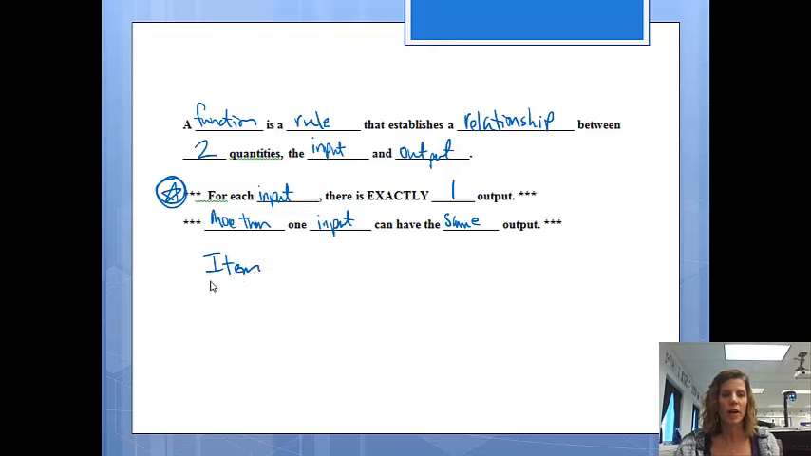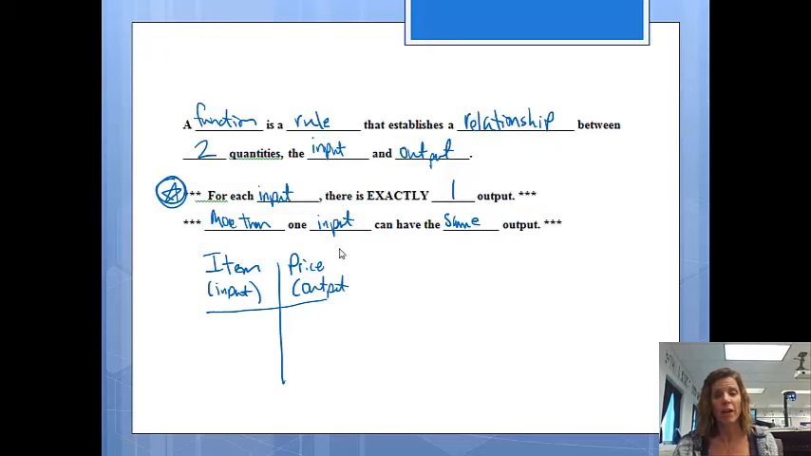If you can think of the item as being the input and the price being the output, what we need to do is make sure each item has exactly one price. And more than one item can have the same price. So let me just give you a couple examples.